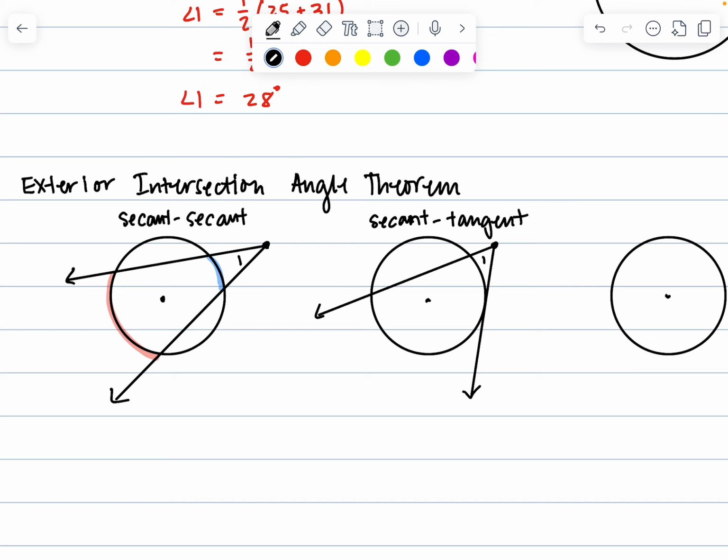And then I'm going to call this angle 1 again. The intersection is on the exterior. I'm going to label the bigger arc red, and then the closer one blue. And for the sake of it, let's change it up this time. Let's make the bigger one Y, and then the blue one X.